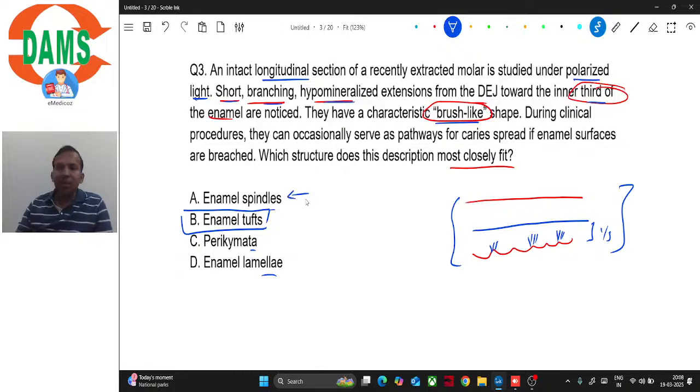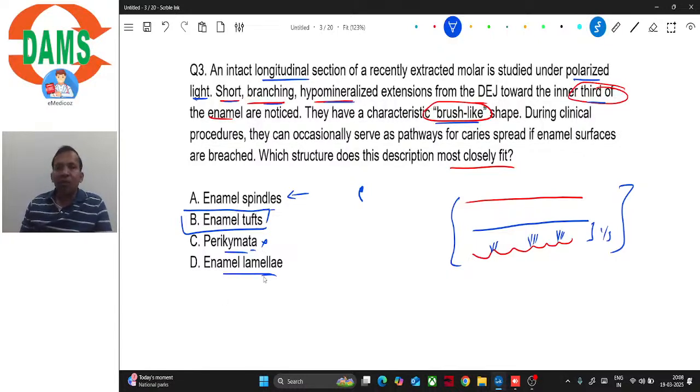See, enamel spindles do not appear brush-like. They appear more or less like a colon or a comma, isn't it? They are also hypomineralized. They are also short, right? And they are also restricted to within a short distance from the DEJ, right? Again, pericymata is the surface expression of striae of Retzius, so we can rule it out easily.